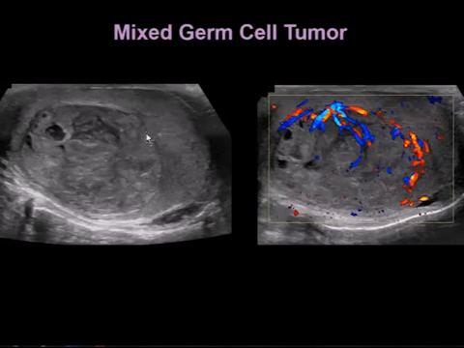This patient has a more heterogeneous mass. It has some cystic areas, some hypoechoic areas, and some brighter areas. It also has a lot of blood flow, and this proved to be a mixed germ cell tumor.